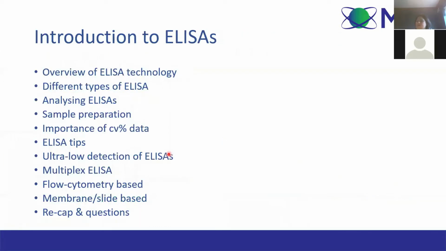So I'm just going through what I'm going to be talking about today. I'm going to give an overview of ELISA technology, the different types of ELISAs, how to analyze them, sample preparation, the importance of your CV data, give you some tips on doing your ELISAs, a new technology from a company called Ultralow Detection, which is quite cool. And then I'll go into multiplex, which is split into two different types: one is flow cytometry based and one is membrane and slide based. And then I'll go into a recap, in case any of you have loads and loads of questions.